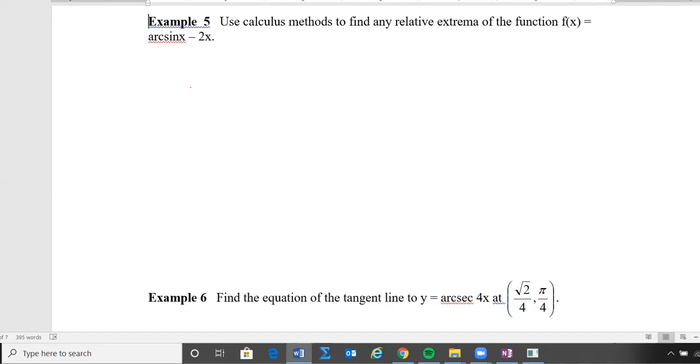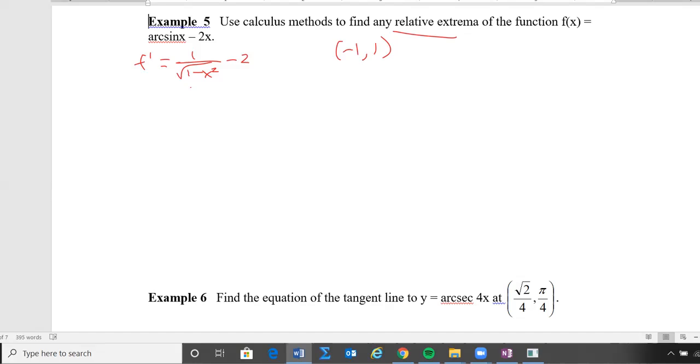Okay, we're going to find extrema, so we're going to need a derivative. F prime will be 1 over the square root of 1 minus x squared, minus a 2. Okay, you can see it's undefined at plus or minus 1, but that doesn't matter because our domain will be between these two numbers anyway.